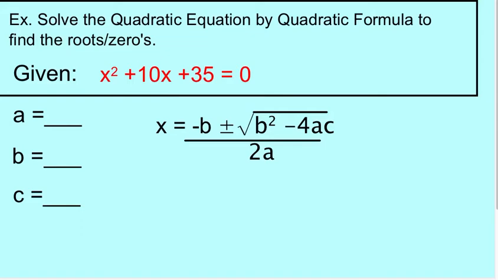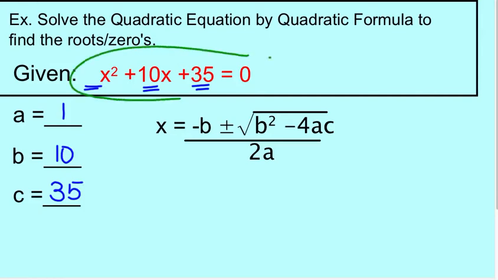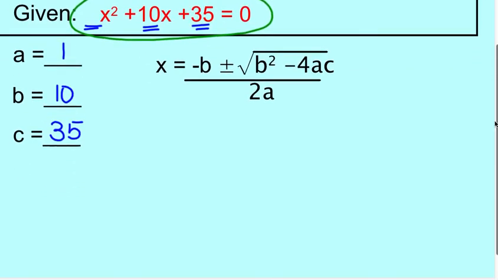It's in standard form, so we're going to identify the a, b, and c. So our a value is 1. Our b value is 10, and c is 35. Again, when you use the quadratic formula, you must have this quadratic equation in standard form, which it is. So I put the quadratic formula here for you in the video, but remember you're supposed to have that memorized.